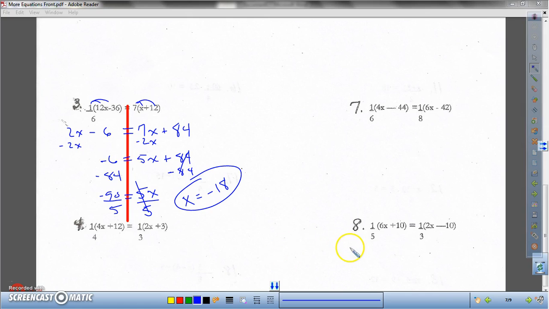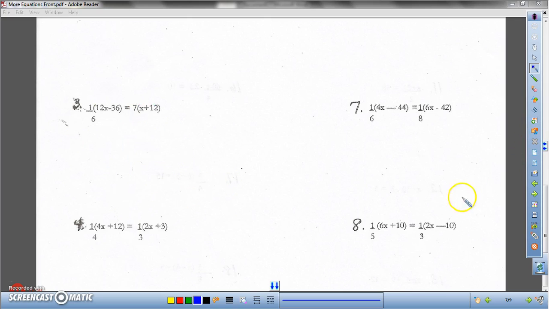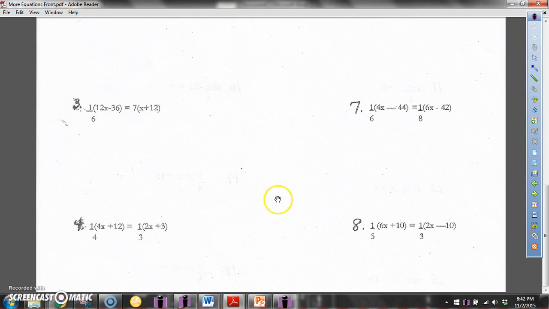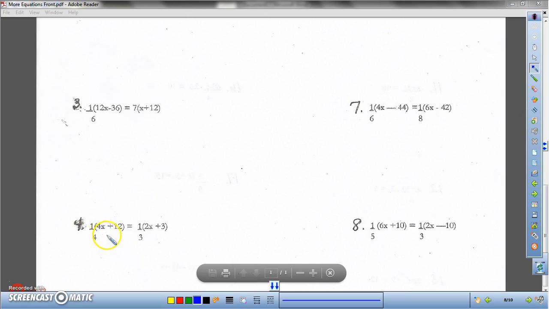Alright, and then 4 and 5 are done basically the same way as well. The only difference here is that you have fractions that are being distributed on both sides instead of a whole number on one of those sides. So we got 1/4 being distributed and 1/3 being distributed. This is going to be 4 over 4, which is 1x, 12 over 4, which is 3. 1/3 times 2 is going to give me 2/3 x, plus 3 over 3 is going to give me a 1.